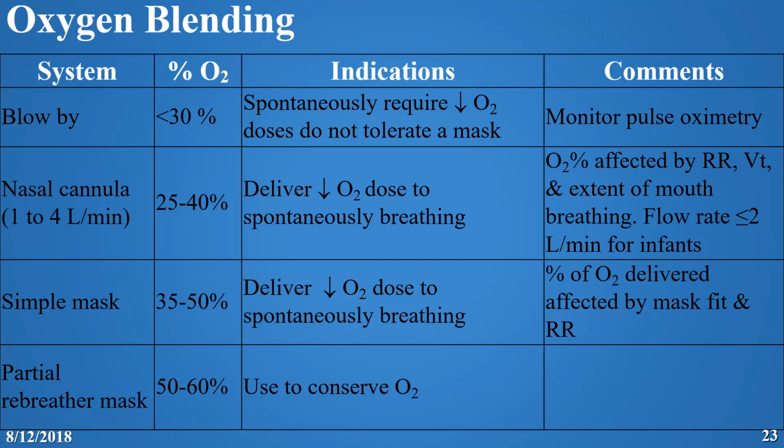Okay. Nasal cannula is something you put in the nose, and it should be limited to 1 to 4 liters per minute of flow. But some centers limit it to 2. And it gives us 25 to 40. Why this range? Because of respiratory rate, tidal volume, and the extent of mouth opening. Do you understand? And blow-by, I will show you the pictures. Okay. Questions?